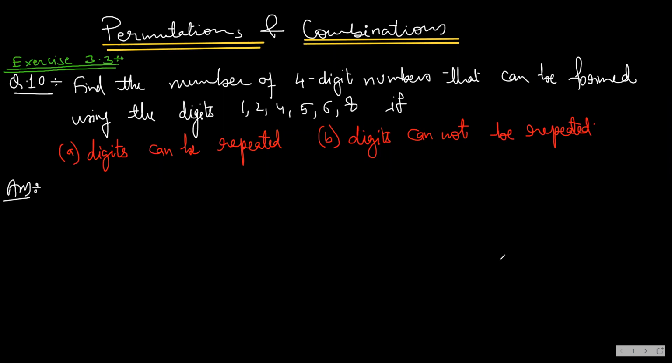This is question number 10 from exercise 3.3. The question is, find the number of four-digit numbers that can be formed using the digits 1, 2, 4, 5, 6, 8. The conditions are, the first is digits can be repeated, and the second is digits cannot be repeated.